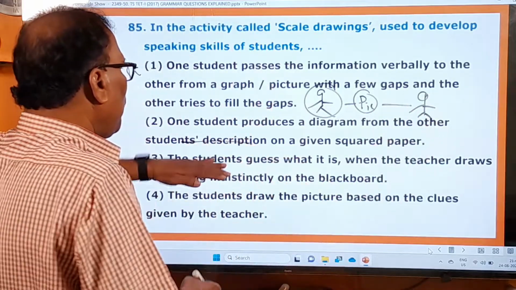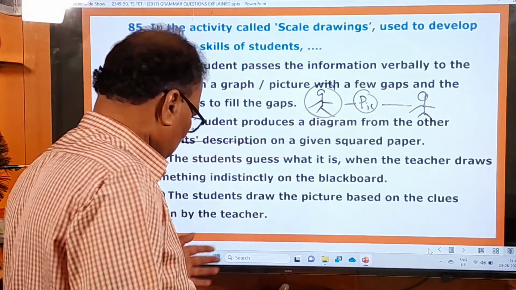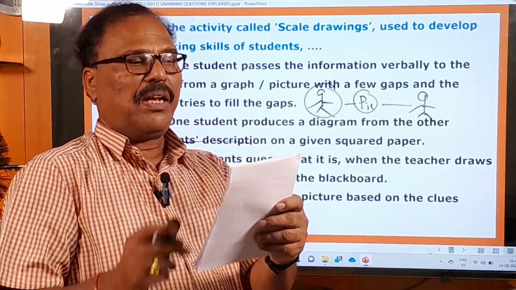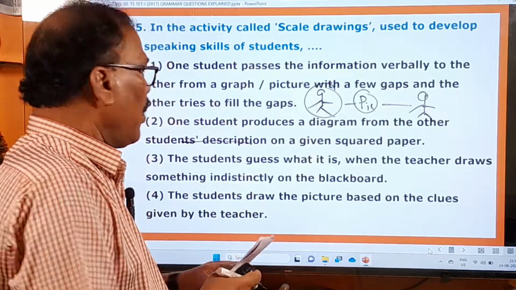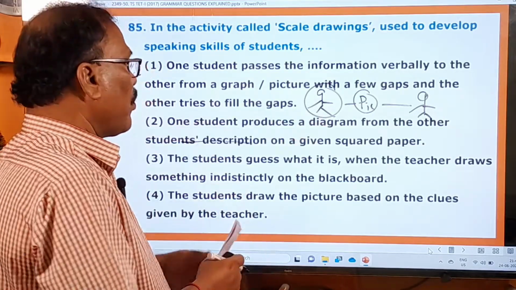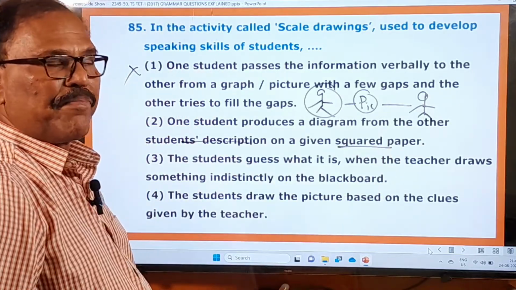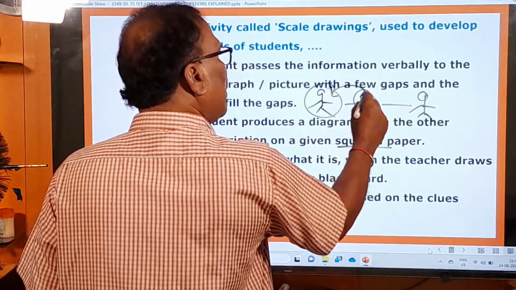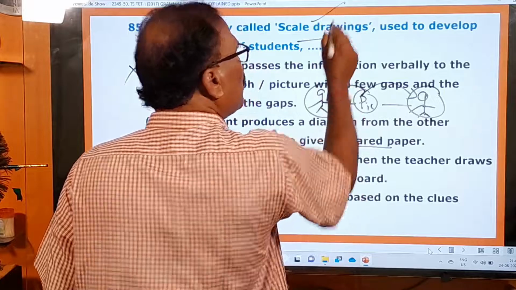He will be producing the same diagram. For example, he'll keep that book in front of him and describe the diagram or picture, and the other student will produce the same diagram on a given squared paper. If the picture described by this student and the picture drawn by the other are the same, that's called scale drawings.